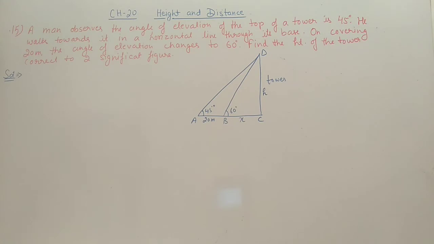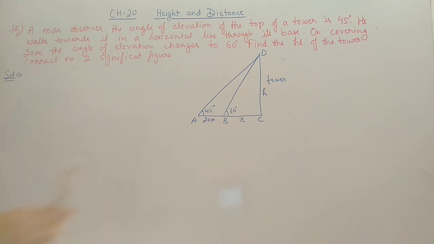Question 15. A man observes the angle of elevation of the top of a tower is 45 degree. He walks towards it in a horizontal line through its base. On covering 20 meter, the angle of elevation changes to 60 degree. Find the height of the tower, correct to two significant figures.